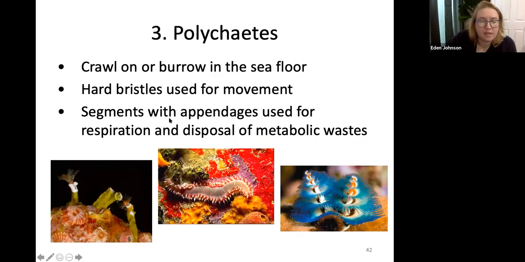Then you have your polychaetes. Notice you've got these long bristles that are helping them move around. These polychaetes have many of these bristles. So they crawl on or burrow on the sea floor, with hard bristles for movement, and segments with appendages used for respiration and disposal of metabolic wastes.